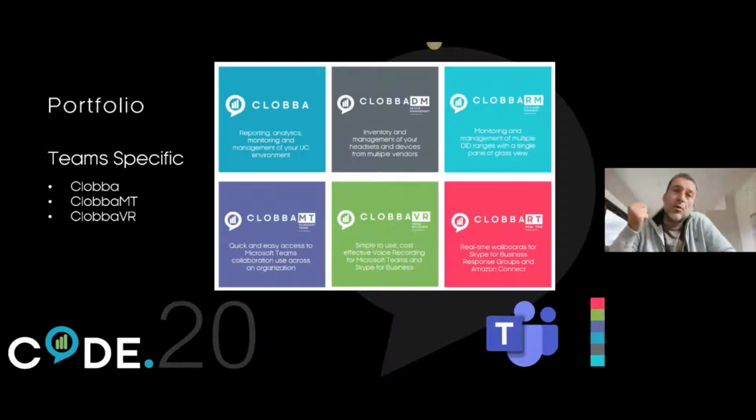We've got a range manager, which is effectively a DID range manager. So for organizations with multiple DID ranges, what this does is it effectively brings all of those DID ranges into a central tool, a single pane of glass view on the multiple ranges. And what we can do is effectively do any adds, moves, changes. We can include new DID ranges as well.